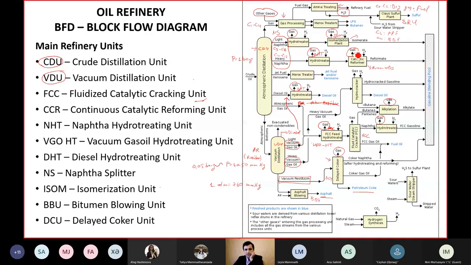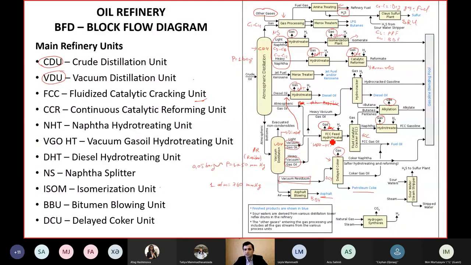And then you can ask why we have the FCC. We will talk about FCC in detail in the next session. In FCC, we crack the higher hydrocarbons with higher carbon chain, 20 or 30, to lower ones. Why? To produce more gasoline. This is the FCC. We produce gasoline.